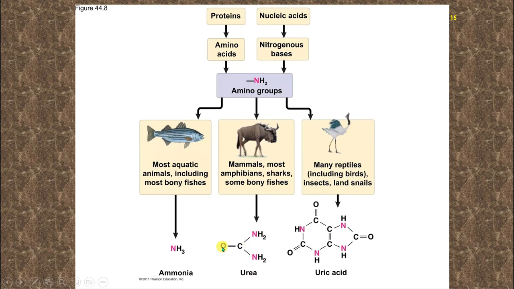This is the formula of urea: O double bond C, NH2 and NH2. Whereas most of the reptiles, including the birds, insects, and the snails, they convert the amine containing amino acids to form the uric acid as the end product. And you might have seen the droppings of the bird, which contain the white part, which is uric acid. Whereas the mammal's urine is more diluted, the uric acid containing urine is more concentrated in nature, especially of the birds.